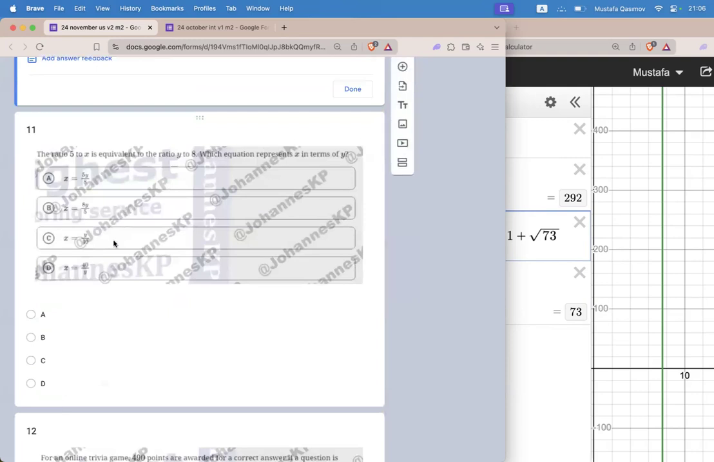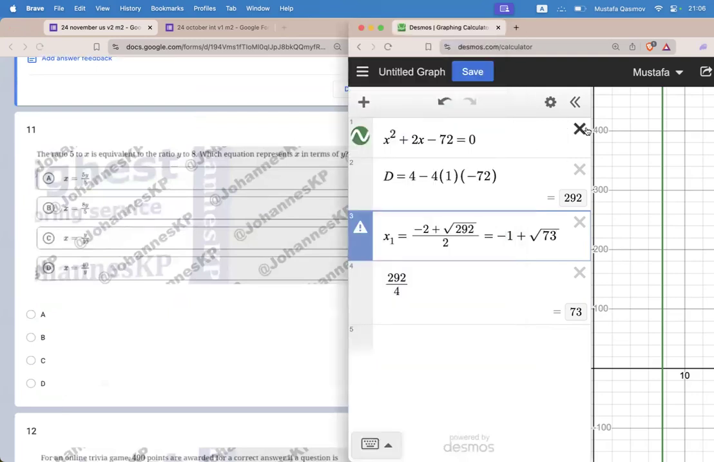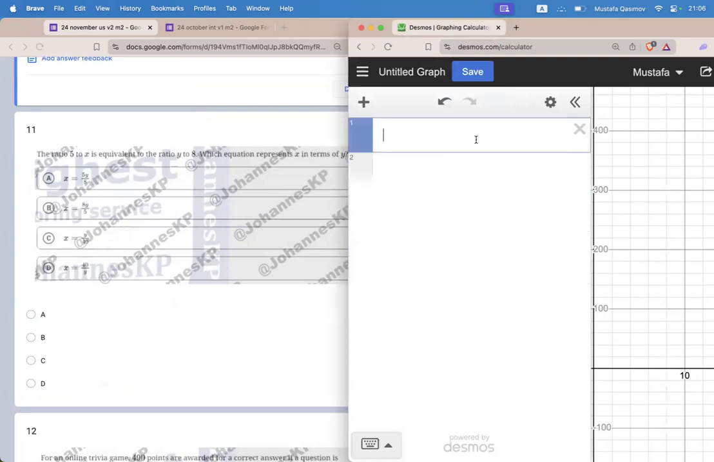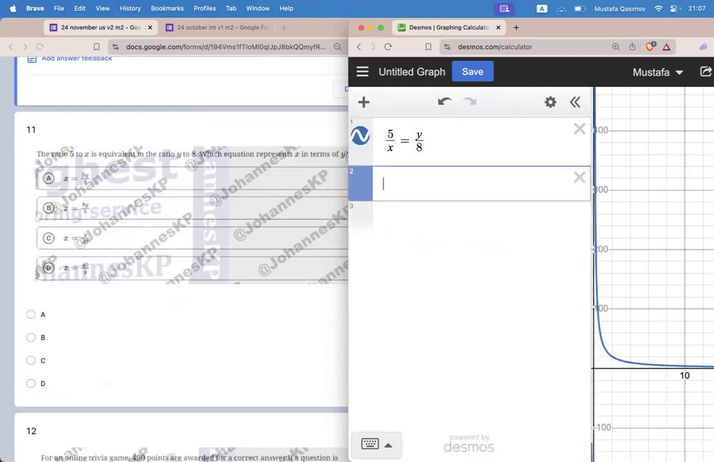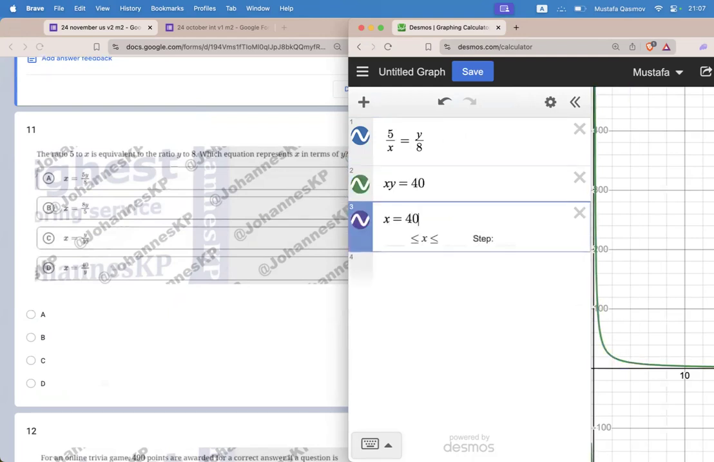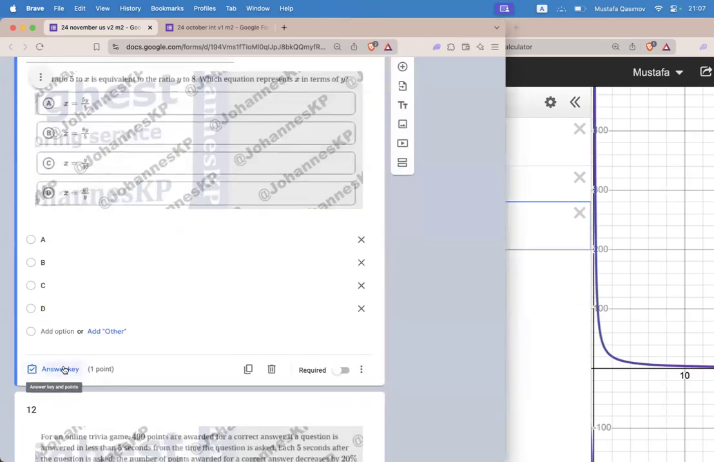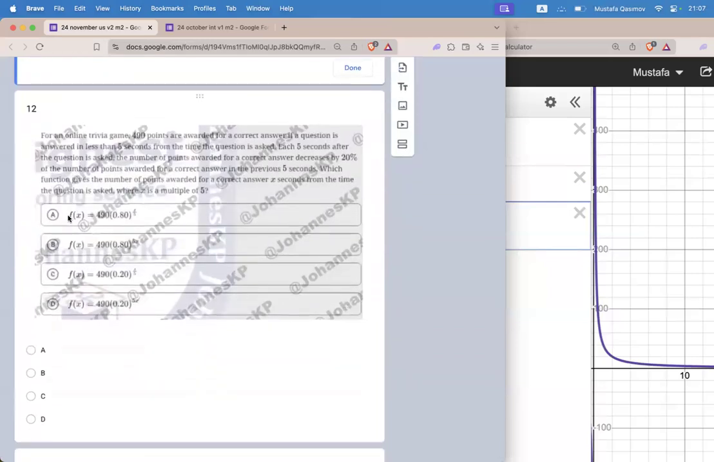11. Ratio of 5 to x is equal to ratio of y to 8. Let's write it here. Ratio means that we have to divide 5 by x, and it is equal to y by 8. Then we have to do cross multiplication. It will be xy is equal to 40. And from here, we can write that x is equal to 40 over y. So the answer is D.